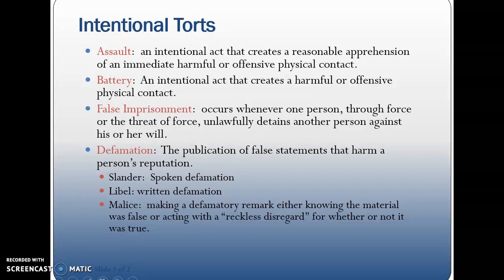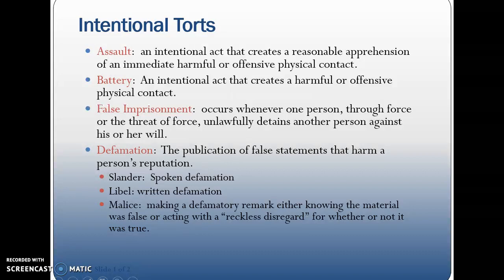Now, defamation is slander and libel. S for spoken, slander, S and S. Libel is written defamation. What it means is that someone writes it down, that's libel. If someone speaks false statements, that's slander. They all fall under the umbrella of defamation.